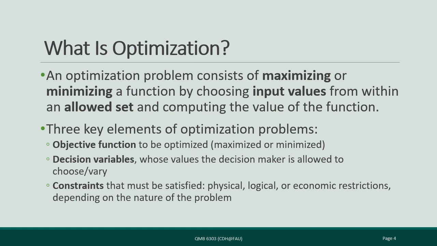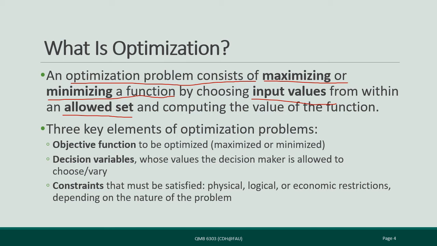So before we apply those Excel functions to optimization problems, let's ask ourselves what optimization is. Well, an optimization problem always involves maximizing or minimizing a function. And how do we actually maximize or minimize a function? Well, there are different input values that we can choose, but the input values may not vary randomly. So there is probably only an allowed set of input values that we can choose from, and we see what combination of the different input values will give us the optimized, or maximized or minimized, value of the function.